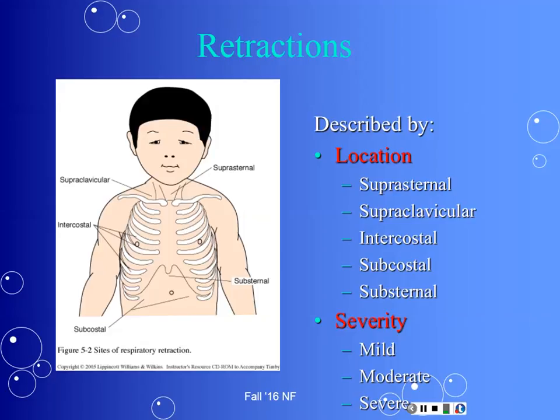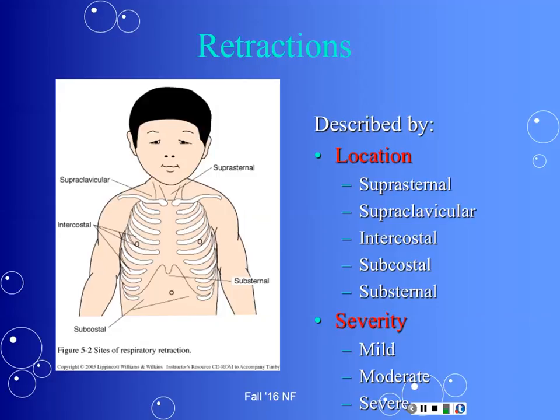Are they suprasternal, supraclavicular? When we're talking about up here, often that could be an upper airway issue. If you've got a kid with an upper airway obstruction, so if they've got croup, anything like that, what you're going to see with that, they'll be pulling in up here. You'll often see that with foreign body obstructions as well. Sometimes you'll see some substernal with that too.